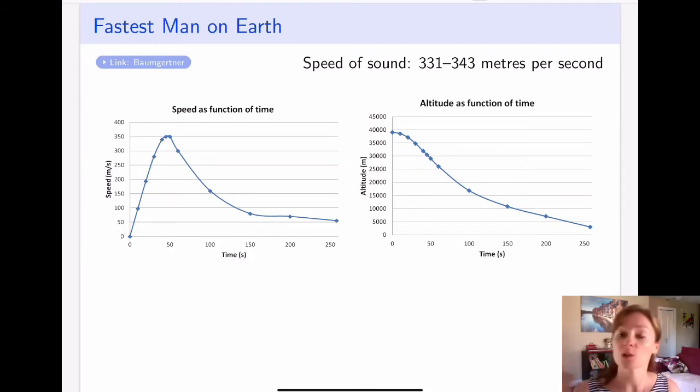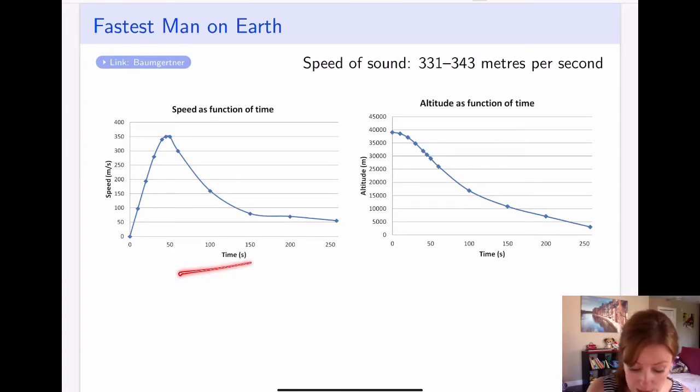The speed of sound, which he was trying to break, is anywhere between 330 and 340 meters per second, depending on the temperature of the air surrounding it. So 331, for example, corresponds to 0 degrees Celsius, whereas 343 corresponds to about the room temperature of 23 degrees Celsius. So the natural question to ask really is, did he actually achieve the speed of sound in his fall? For that, we're going to look at the speed function.